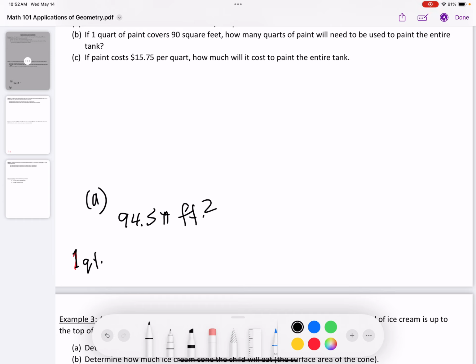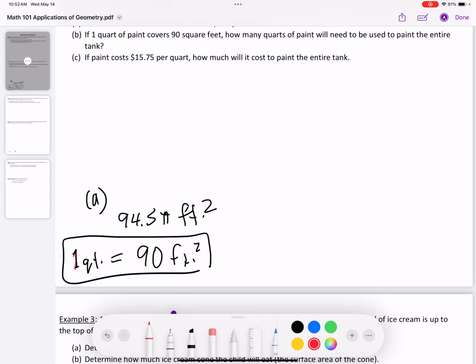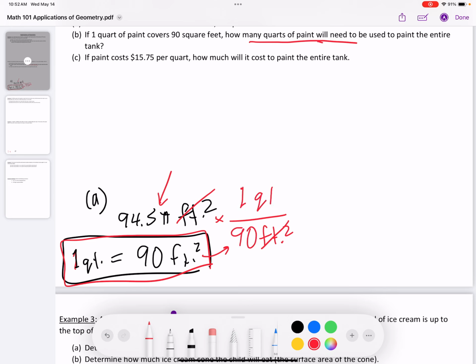They said 1 quart of paint covers 90 square feet. So that's the conversion I'm going to use. If I'm starting with 94.5 pi square feet and I want to convert to quarts, right? How many quarts of paint? I need to make sure this conversion is used so the square feet are in the denominator because I want to see them cancel. So it must be 90 square feet in the denominator and 1 quart in the numerator. So I'll be taking 94.5 pi and dividing it by 90 in the end, and I'll end up with quarts.